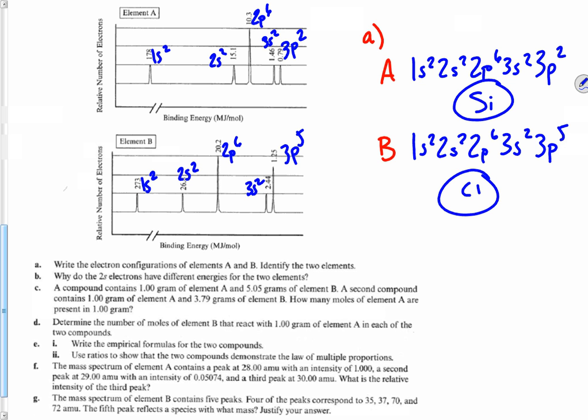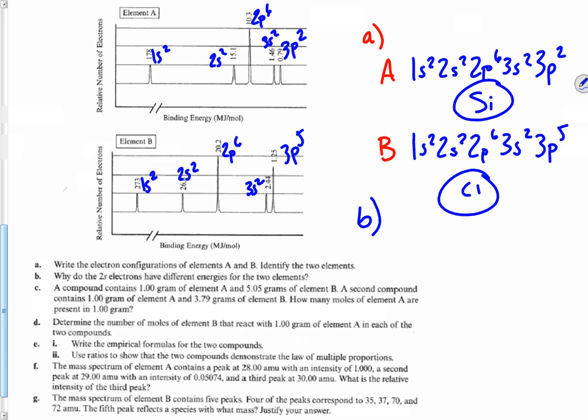Why do the two s electrons have different energies for the two elements? They have different energies. Right, so this is 26, and this is only 15. Right? Okay. Perfect. What's the money word? Anybody want to, when I want to talk about the nucleus? Nuclear charge. You don't have to say it, but if you do, that is the money term. So, you're right though. Nice work.